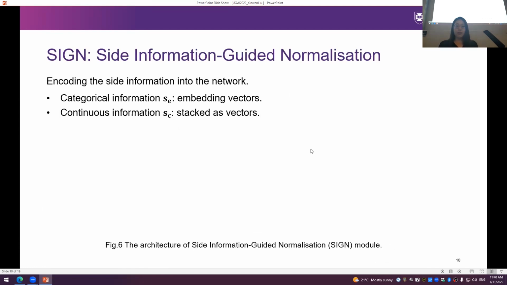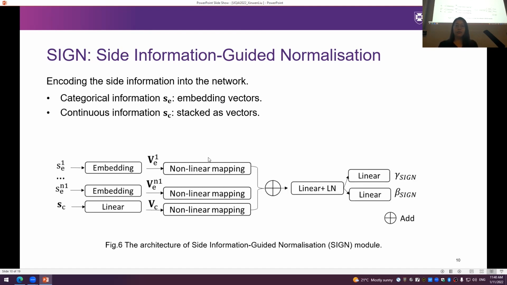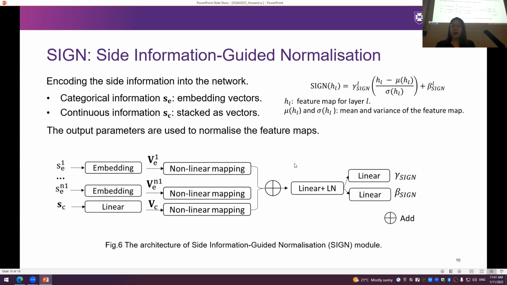So what we did is that we proposed a set information guided normalization module, where we encode this set information into the network. For categorical information such as contrast or view, we can embed it as embedding vectors. And then for continuous information, for example acquisition parameters like repetition time or echo time, we can stack them as vectors. And then after going through some nonlinear mapping layers, we can output the normalization parameters, gamma and beta here, and then we can use those to normalize the feature map.